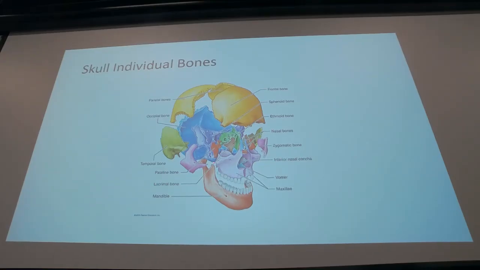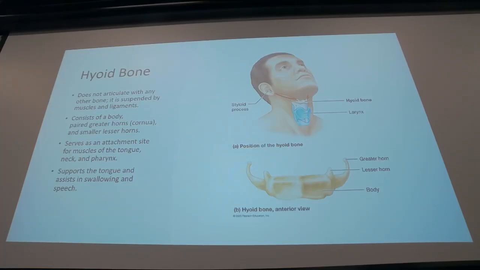And again, the mandible connects to the temporal bone from the mandibular condyle to the temporal mandibular fossa to form that TMJ, temporomandibular joint, the only diarthrosis in our skull.